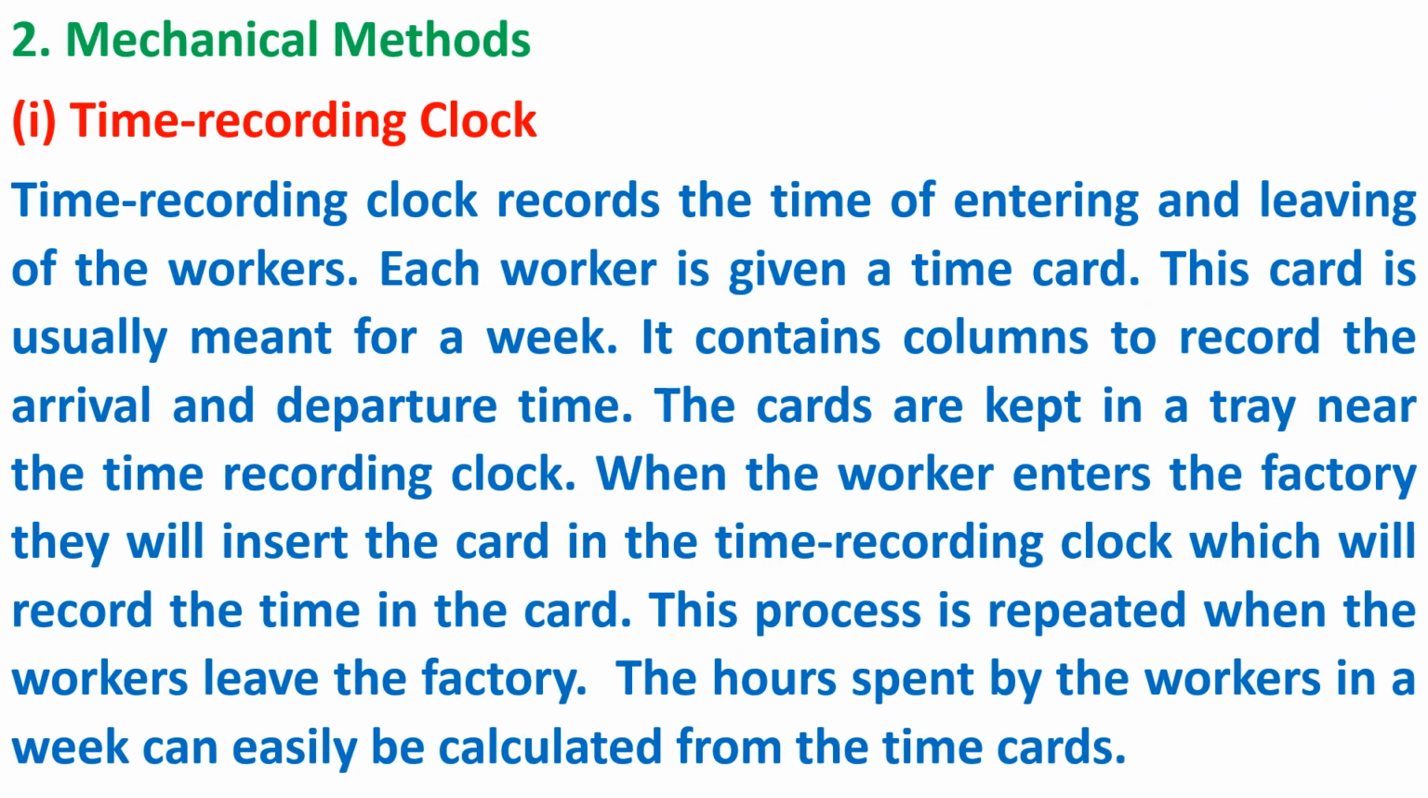2. Mechanical methods. 1. Time recording clock. Time recording clock records the time of entering and leaving of the workers. Each worker is given a time card. This card is usually meant for a week. It contains columns to record the arrival and departure time. The cards are kept in a tray near the time recording clock. When the worker enters the factory, they will insert the card in the time recording clock, which will record the time in the card. This process is repeated when the workers leave the factory. The hours spent by the workers in a week can easily be calculated from the time cards.